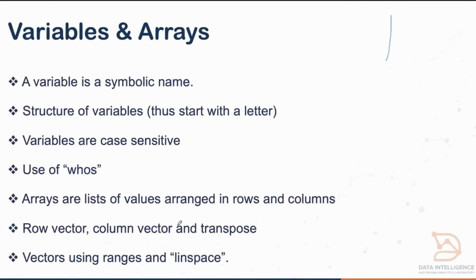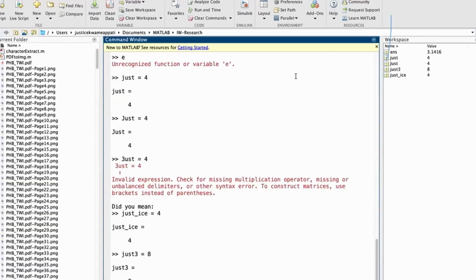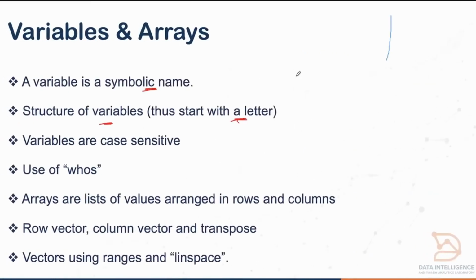Okay. So variables are nothing but symbolic names given to expressions and values. Again, a variable must start with a letter and any other thing can follow. So again, I can also have just3 is equal to 8. And it's allowed. All that matters is that your first character should be a letter. Then you are good to go. So here we are. MATLAB is case sensitive, so be very careful what you do.